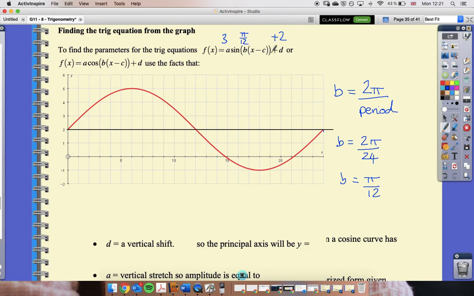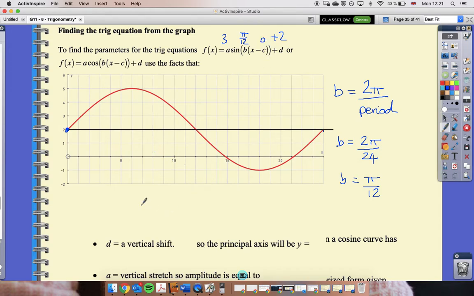And then finally, what is my C value? How much has that y-intercept been moved left or right? Well, the y-intercept on a sine curve would be 0, 0. So as we've shifted up 2, it would be 0, 2. And I can see that it hasn't actually moved anywhere. So here my C value is 0.